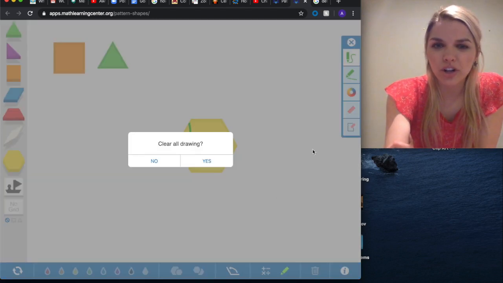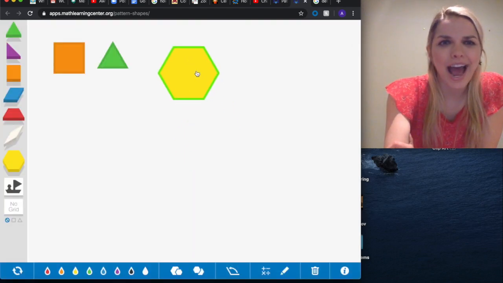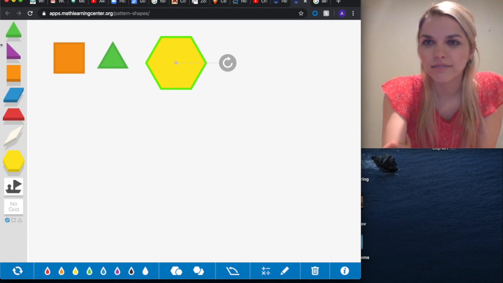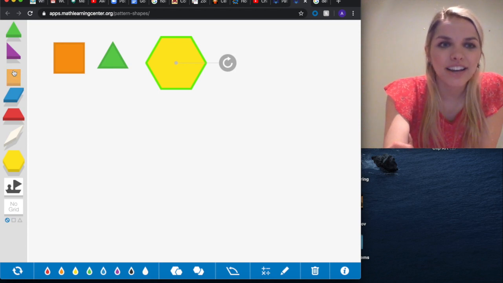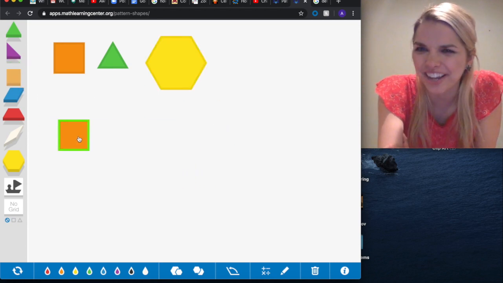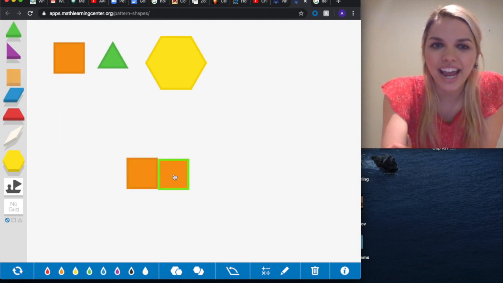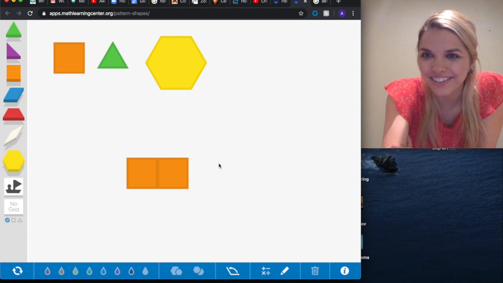Now, boys and girls, what if I wanted to build a rectangle? I don't see a rectangle over here. How could I build one? That's right. I could take a square and another square, and I could put them together. And now I have my rectangle.